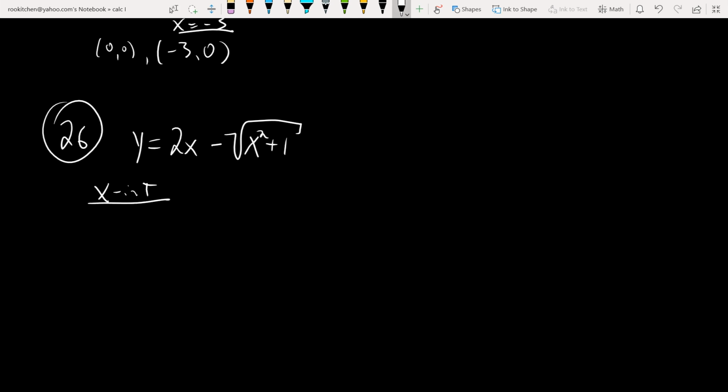So the x-intercept, you let y equal 0. And the end result in this case is a radical equation. So how do you do radical equations? You isolate the radical part. So I'm going to add this x squared plus 1 to the left-hand side. I'm going to square both sides.